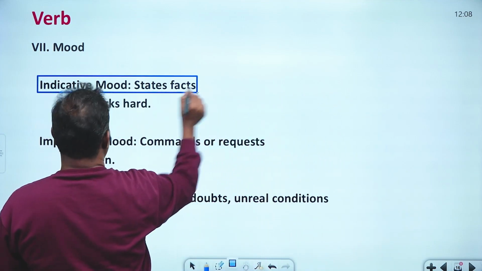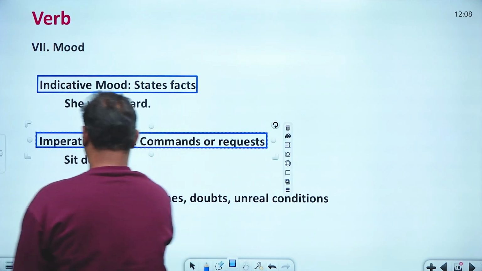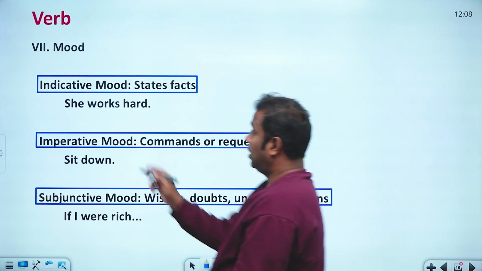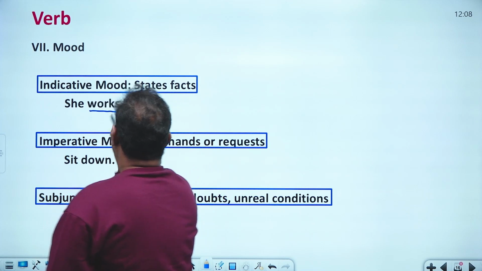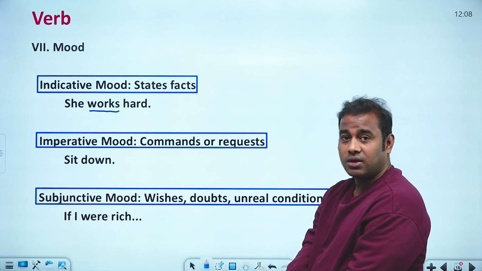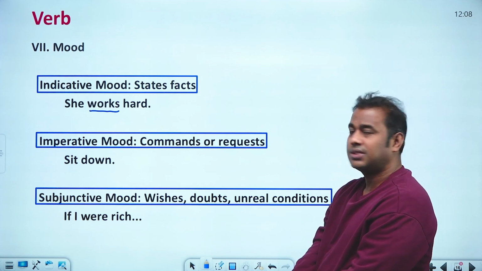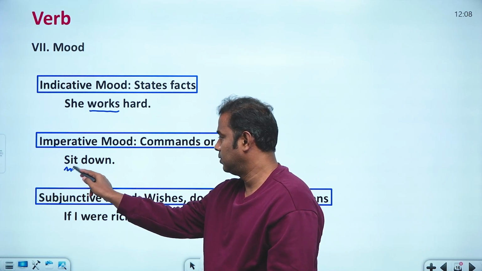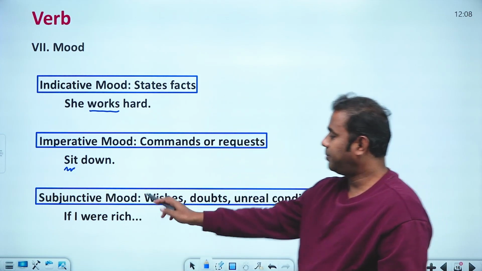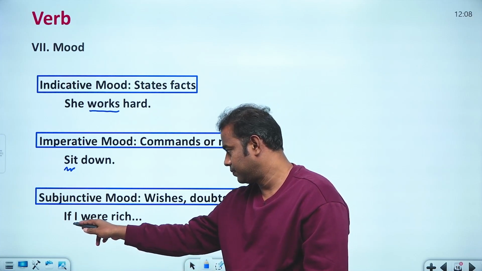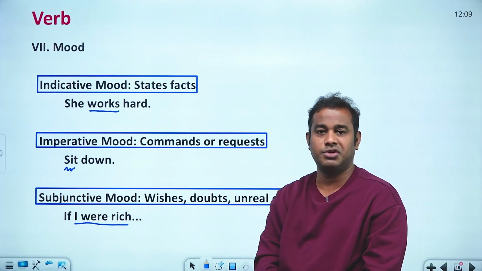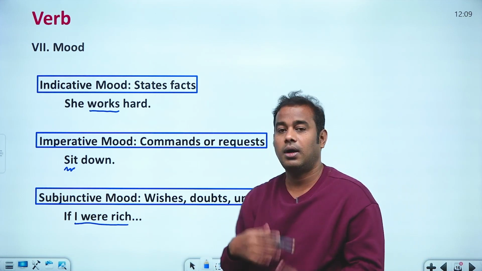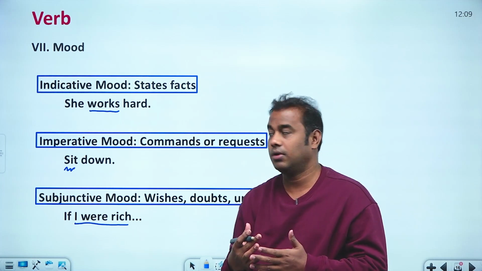In case of indicative mood, this is a very simple topic: she works hard, I work hard. Those are some basic facts. Whereas in the imperative mood, sit down, we are giving a command. In the subjunctive mood, if I were rich, this complete sentence is a wish. Rich is basically the state of being that you are wishing for.